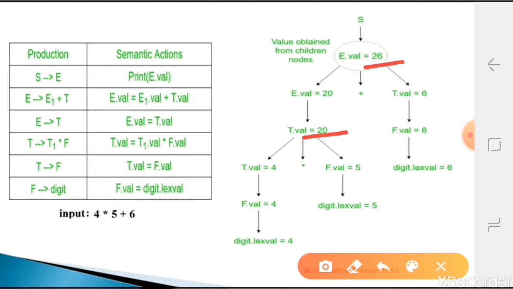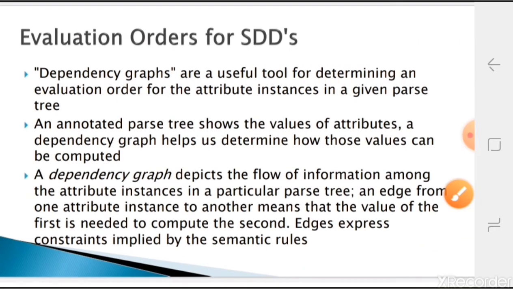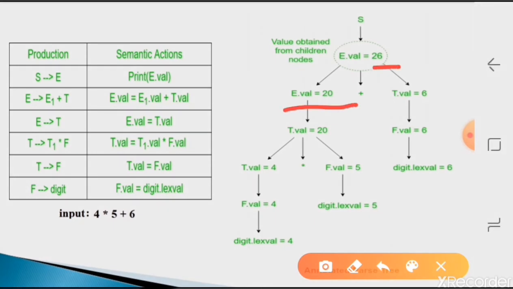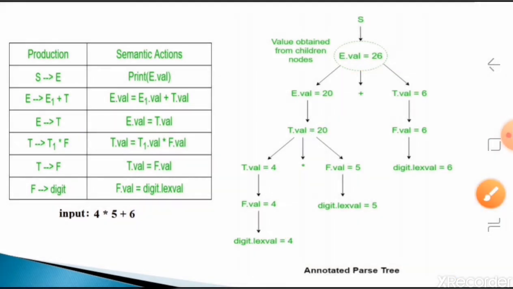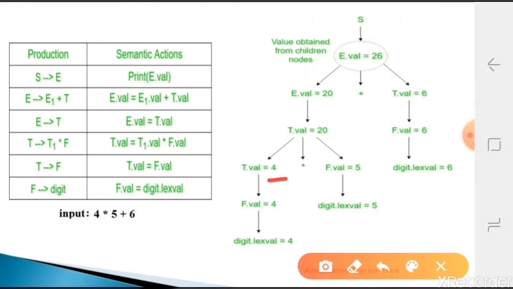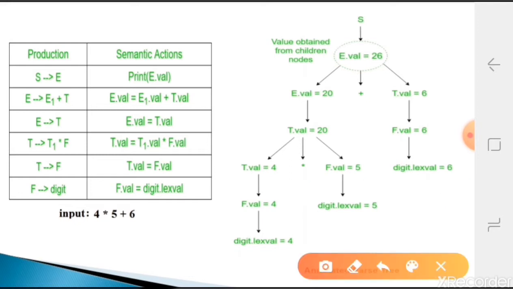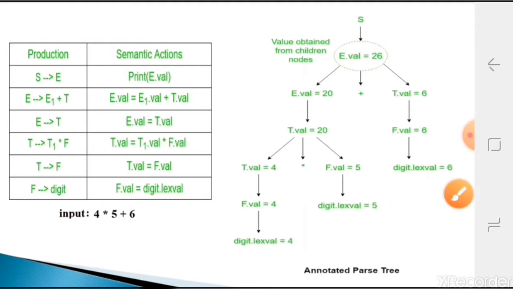Whatever values we write, with all the corresponding attributes listed in the parse tree, that is our annotated parse tree. Now we'll see how to evaluate it, that is, how to get this value as 20 or 26. It depends on the attribute order or evaluation method. This looks very easy, since 4 into 5 directly gives 20, but when expressions have more symbols, it gets confusing. So we'll see how to evaluate it.